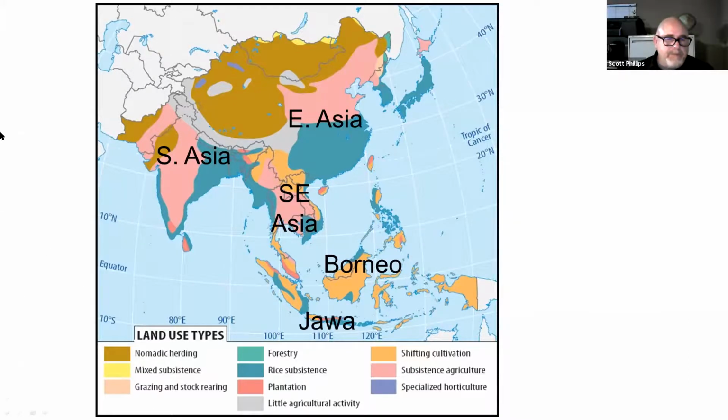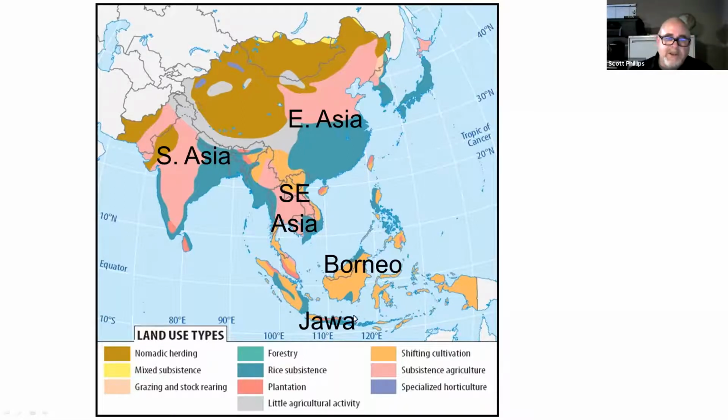Now, if we look at Southeast Asia, we're going to look at two different islands here. We're going to look at Borneo, this big one. It doesn't have volcanoes, and has very stable, very old soils. And so shifting cultivation is the primary type of agriculture here. But on this island here, Jawa, also sometimes called Java, the agriculture is going to be different. They're going to have rice agriculture.